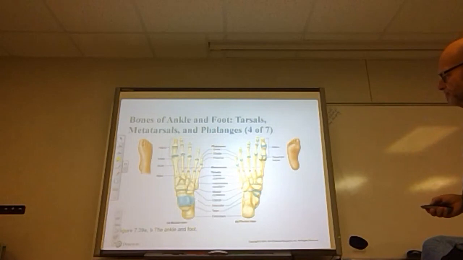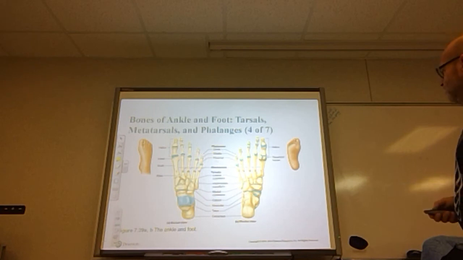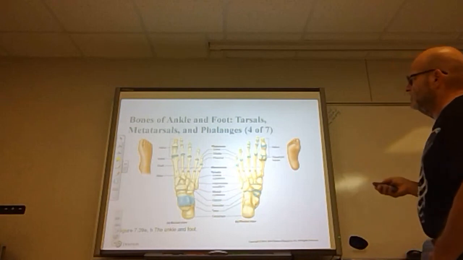And again, here's the arrangement. There's the talus bone sitting on top of the calcaneus bone. And you have the navicular, cuboid, medial cuneiform, intermediate, lateral, cuboid. Metatarsals 1 through 5, phalanges 1 through 5. And like I said in class the other day, in your little toe, there are 3 bones. No matter how little your toe is, it's still got 3 bones in it.